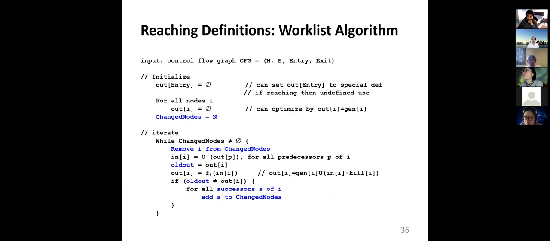Okay. So this is an upgraded version of the reaching definitions algorithm to make it a little bit more efficient. You can study it on your own. There's nothing super fancy here. This is how you can formally write all of this down.